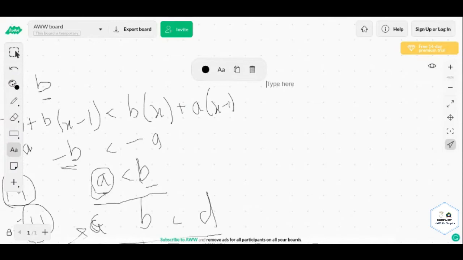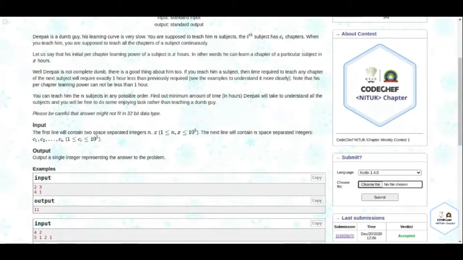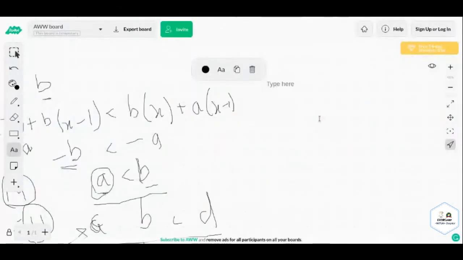What we are given first: we are given n and x. So n is the number of subjects, x is the initial power, and c is an array of subjects, meaning an array of the number of chapters.